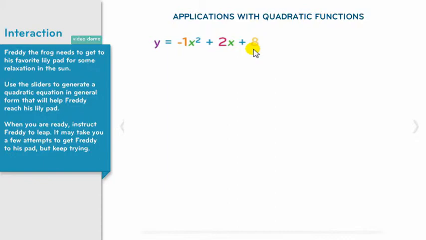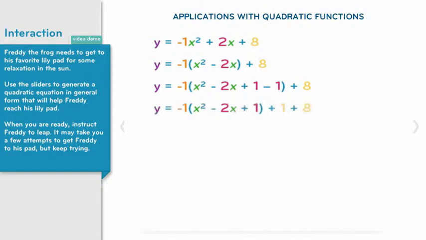The first thing we're going to do is isolate our variables and move that constant to the outside of the bracket. Next we're going to say what's half of negative 2. So half of negative 2 is negative 1, and negative 1 squared is positive 1. So we're going to add a positive 1 and a negative 1. Now we want to get that negative 1 outside of the bracket, so we're going to multiply it by the negative 1 out in front. So we're going to add a positive 1 on the outside of the bracket. The positive 1 and the positive 8 makes positive 9.